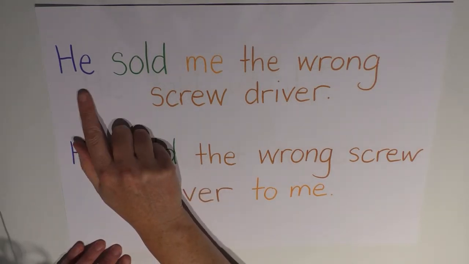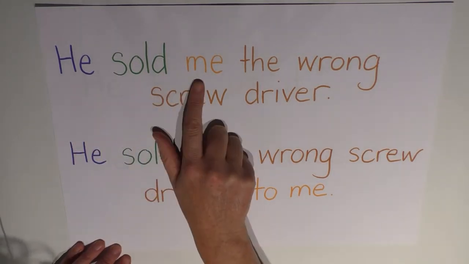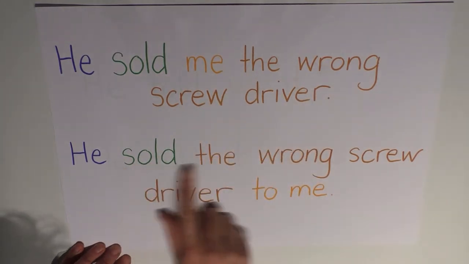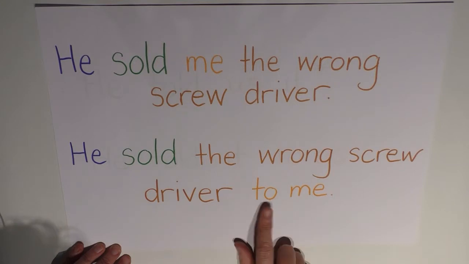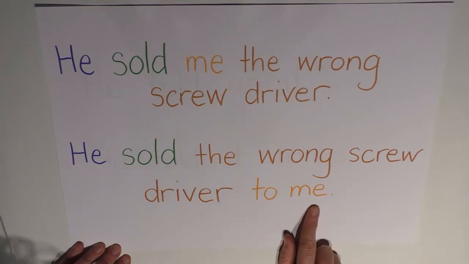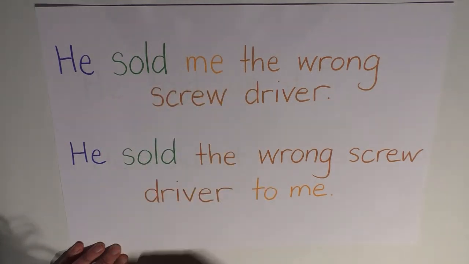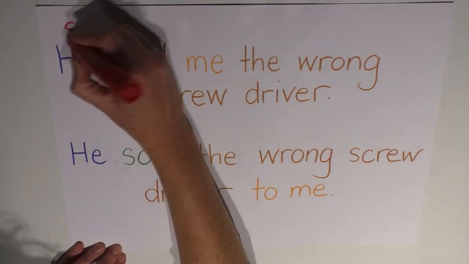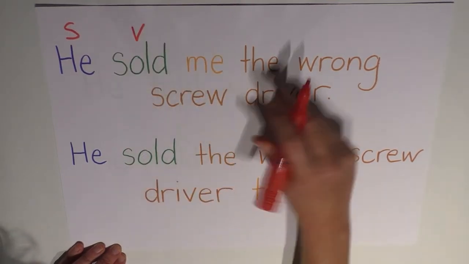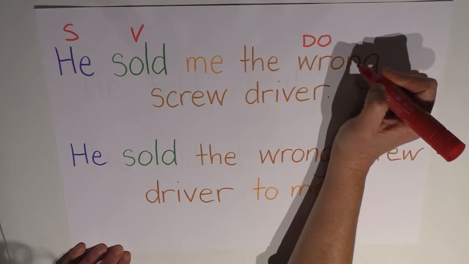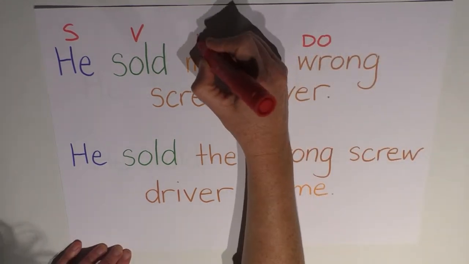So we have these two sentences. He sold me the wrong screwdriver. And finally, he sold the wrong screwdriver to me. Now in this instance, what did he sell? He is the subject. Sold is the verb. What did he sell? He sold the wrong screwdriver, so that's the direct object. Who did he sell the wrong screwdriver to? Well, he sold it to me.